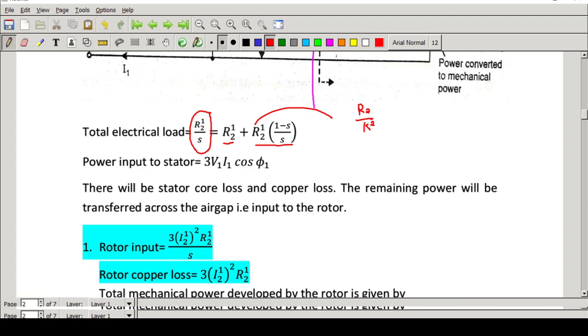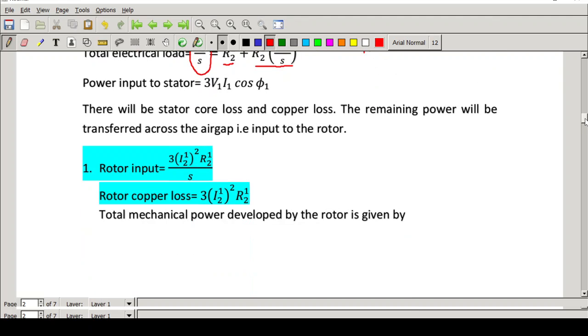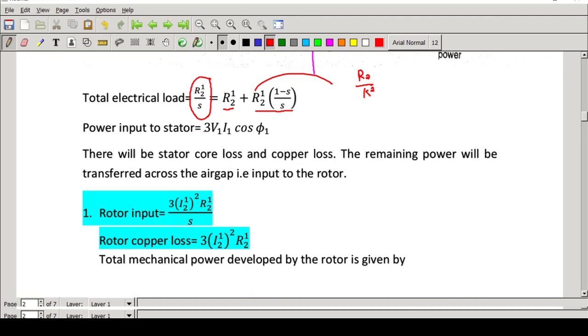Now the power input to the stator, it is a three phase, it is given by root 3 V1 I1 cos phi 1. So that is the power input to the stator. Now, in the stator there will be both the core loss as well as the copper loss, so that we have to consider.